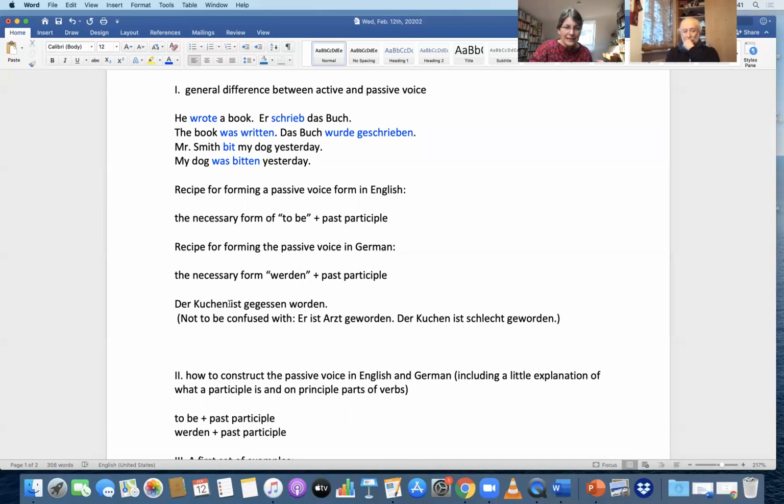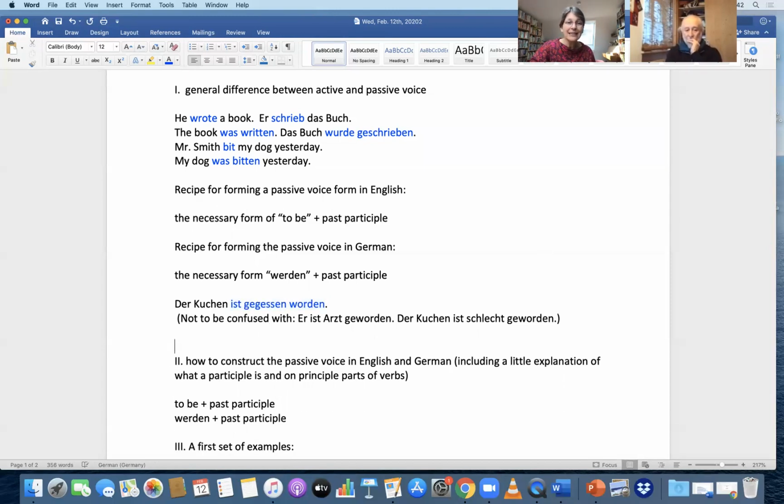Der Kuchen ist gegessen worden. So that's the present perfect. And that's not to be confused with to be as a copular verb, as a link verb, where it is, he became a doctor. Er wurde Arzt. Der Kuchen, yeah, and in English you wouldn't say the cake became bad, it went bad, yeah.